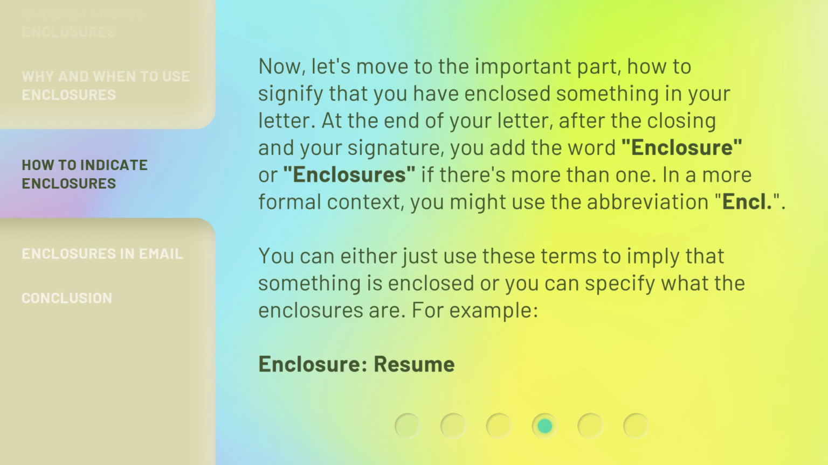Now, let's move to the important part, how to signify that you have enclosed something in your letter. At the end of your letter, after the closing and your signature, you add the word enclosure or enclosures, if there's more than one. In a more formal context, you might use the abbreviation ENCL. You can either just use these terms to imply that something is enclosed or you can specify what the enclosures are. For example, enclosure, resume.